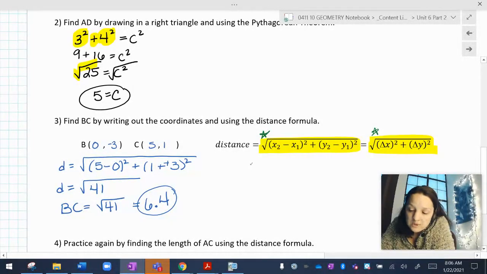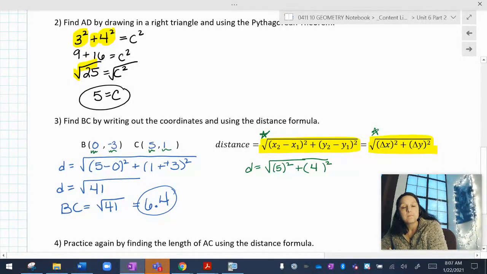So if we want to use that other formula, delta x squared means how much did x change? Well, x went from 0 to 5, so x increased by 5. Delta y squared, well, y went from negative 3 to 1, so y increased by 4. And then I just have to do 5 squared plus 4 squared, which is again going to be 41, but I just find this a little bit quicker for me, and I don't worry about ever losing a negative sign.